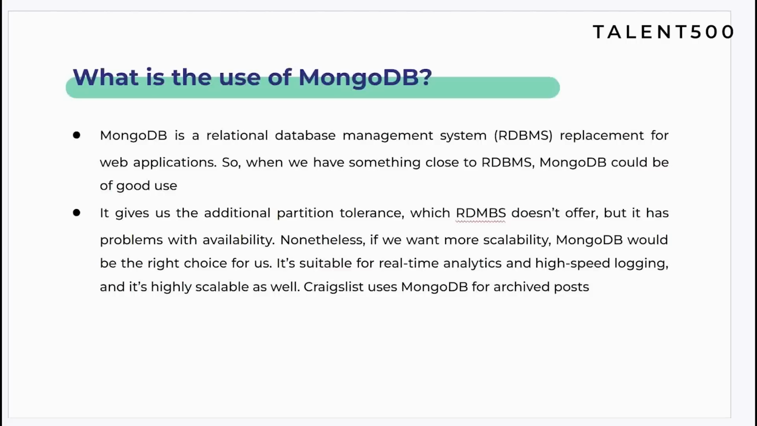It also gives additional partition tolerance, which RDBMS systems don't offer, but it has problems with availability. Nonetheless, if we want more scalability, MongoDB could be the right choice. It is suitable for real-time analysis, high-speed logging, and it's highly scalable as well. Craigslist uses MongoDB for archived posts. Craigslist is a very highly surfed website which uses MongoDB for its archived posts. Just like Instagram has archived posts, they are being stored in a MongoDB database. Let's move on to our next question.